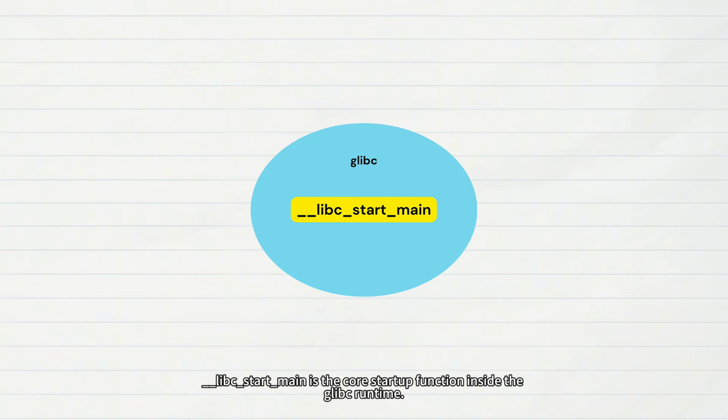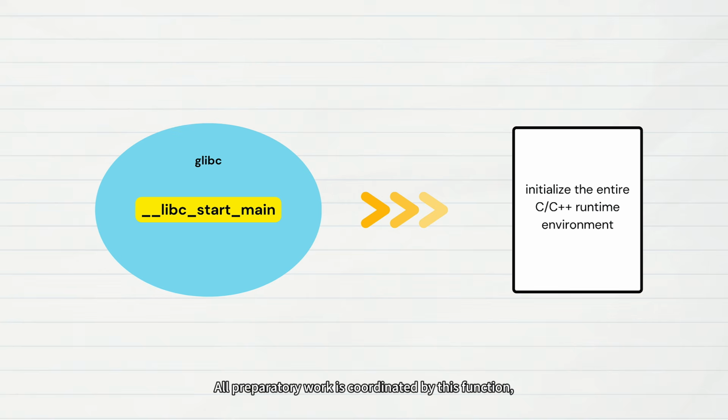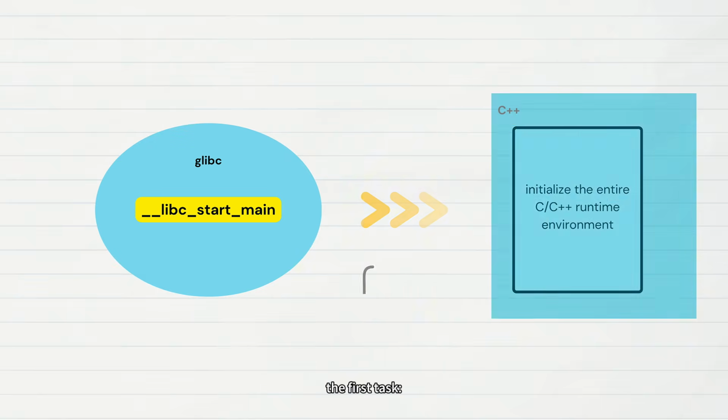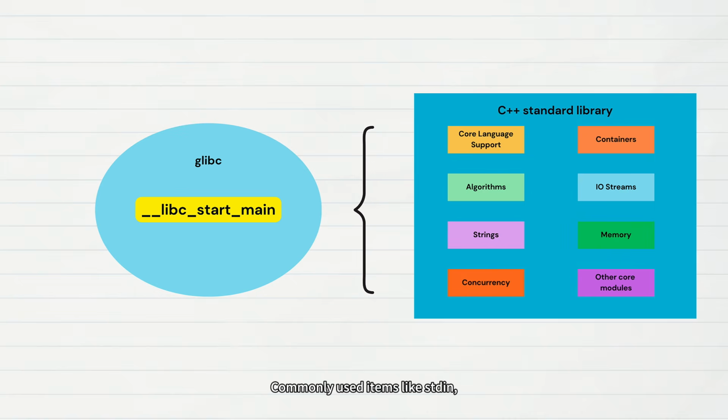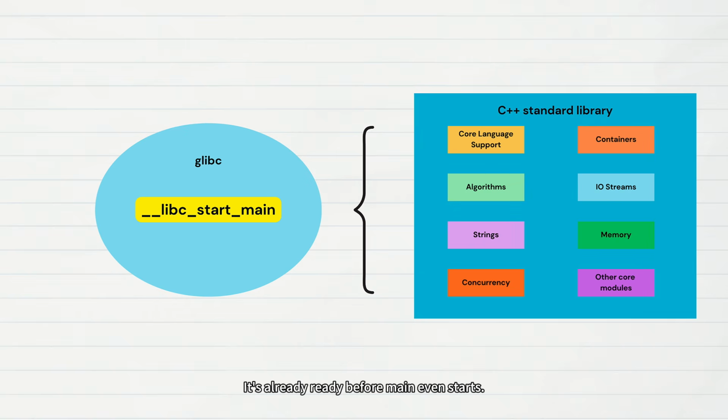__libc_start_main is the core startup function inside the glibc runtime, essentially the master steward of the entire program startup process. It takes full responsibility for initializing the entire C++ runtime environment. All preparatory work is coordinated by this function, mainly divided into 3 major parts. The first task, initialize the standard library. Commonly used items like standard in, standard out, standard error, which correspond to C++ cin, cout, cerr, are all initialized at this stage. That's why we can directly use cout inside main without any prior initialization. It's already ready before main even starts.